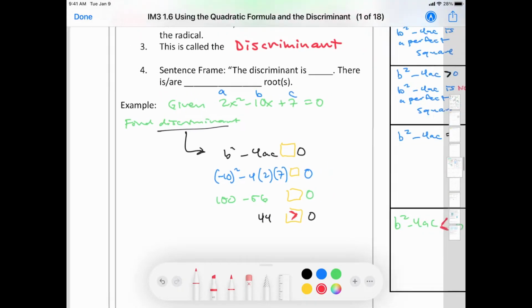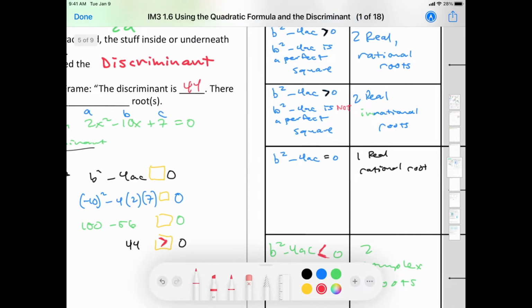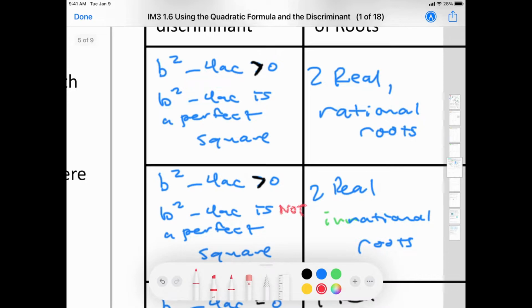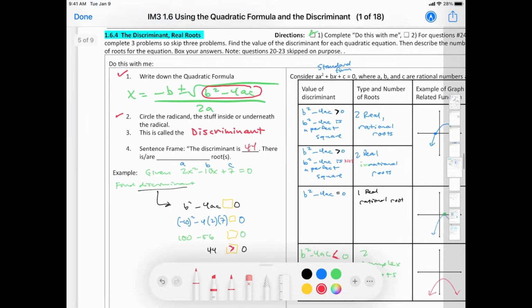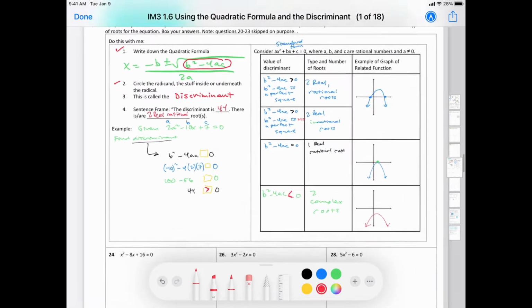Okay? So how does this sentence frame work? The discriminant is 44. And let's look for that inequality there. And right here, we don't have a perfect square. So it's not a perfect square, so we can say two real irrational roots. Okay? So that's how you would use the chart.